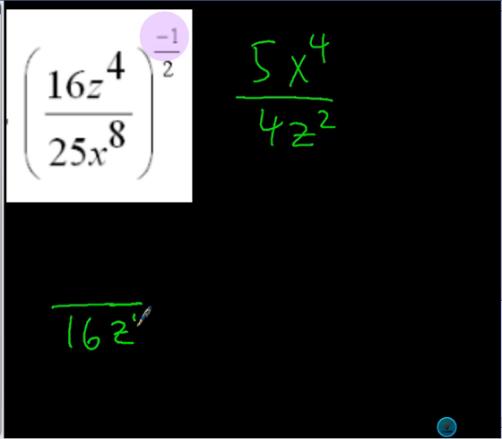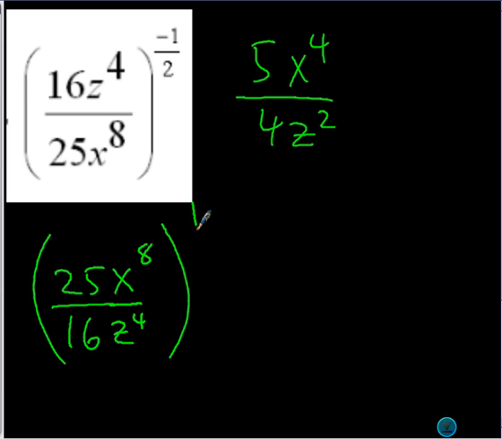16 z to the 4th, and I have 25 x to the 8th, right? This 1/2 power applies to everything inside. All of that, all of that. So that's how I end up here. Now I still have the 1/2, it's just not negative. Don't change the sign of the 25 or the 16. That's not what that negative up there means.